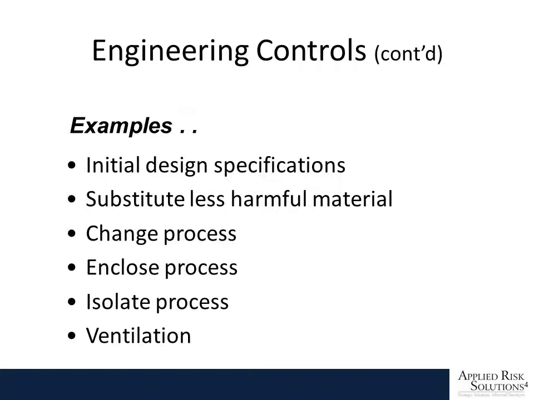Examples of engineering controls, as the name implies, would be to substitute less harmful materials, change the design of the machine to eliminate the hazard altogether, or change a process. You can enclose the process with machine guards. You could also isolate the process so there's no people or anybody in the area where the work is being performed. And you could also provide ventilation to remove the hazardous vapors and fumes.